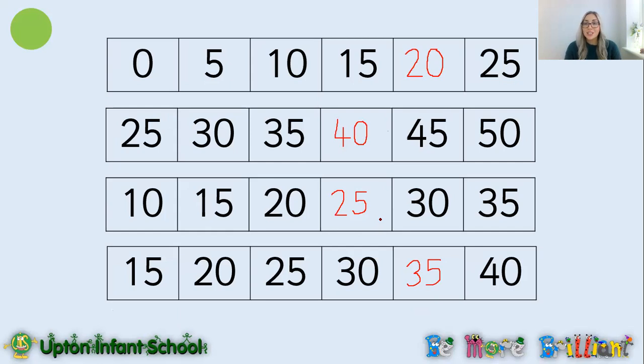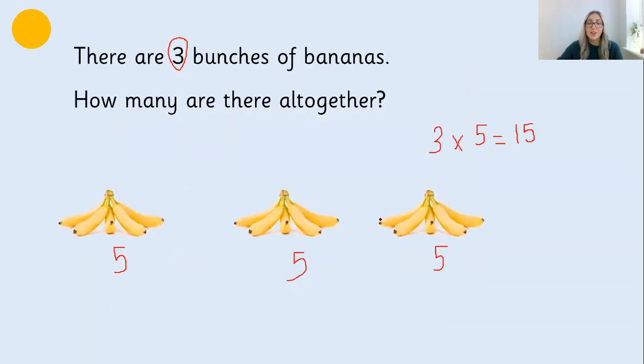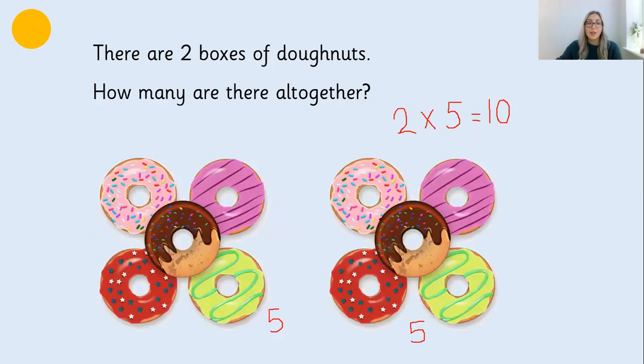So my green challenge then, the first answer was 20. The second one is 40. Then we have 25. And then we have 35. Okay, the first Amber challenge then is we have got 3 times by 5 equals 15. So there are 15 bananas all together. Okay, next one. So we have got 2 boxes times by 5. Okay, so there's 5 in each, and all together that makes 10 donuts.